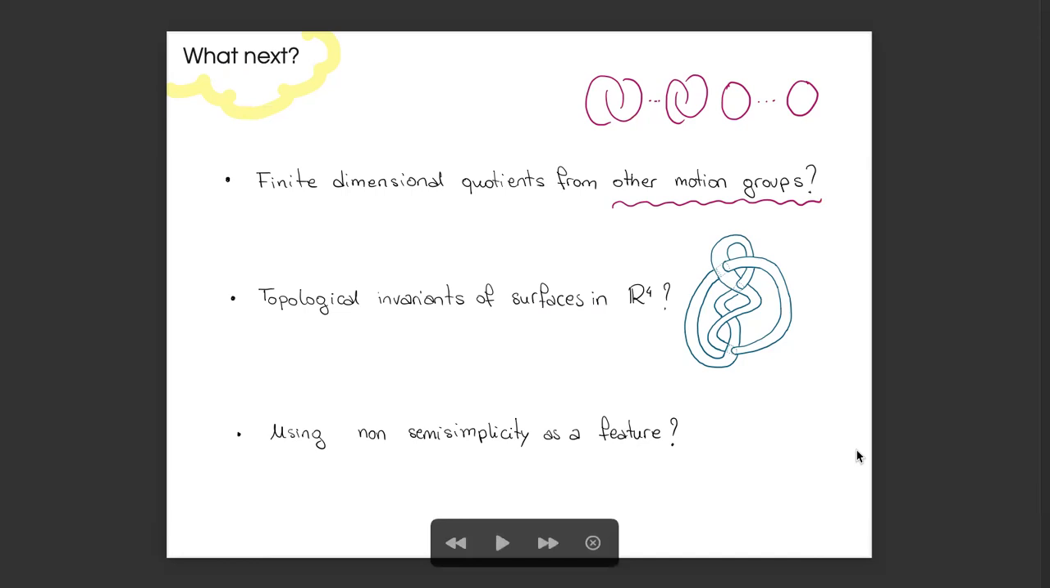And then the last interesting question, at least that I could think of while I was writing this, but I'm sure that there are many other questions, is can we use non-semi-simplicity as a feature for using loop Hecke algebras in some context? And I think, yeah, I sped up a little bit, so it's early, but I will finish here.